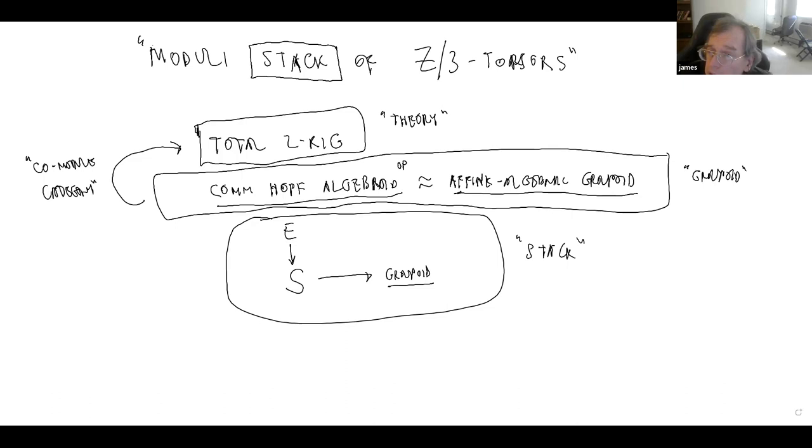So we get an affine algebraic set. That's right. Affine algebraic discrete groupoid. That's right. And in that case, the co-modules of the commutative Hopf algebroid specialize to just the modules of the commutative algebra. They are the modules of the commutative algebra.